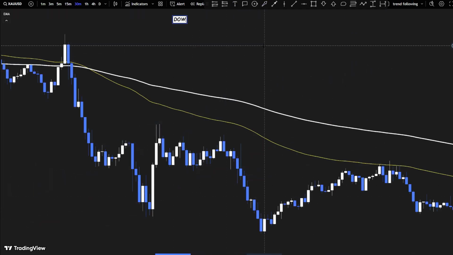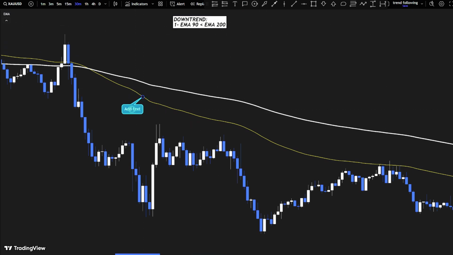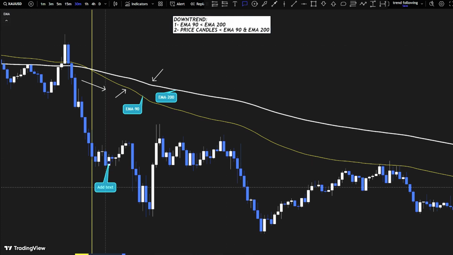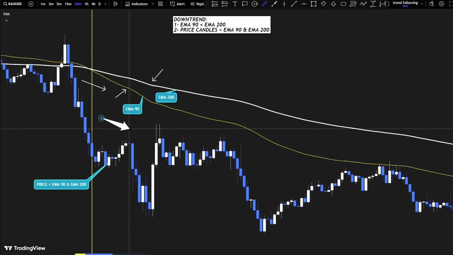Okay, now for a downtrend where the price is generally falling, it's basically the exact opposite logic, but we use the same two lines, the 90 and the 200 EMA. Rule number one for a downtrend is the 90 has to be below the 200 EMA. So the shorter term average is lower than the longer term average. Rule number two is the actual price, the candles, needs to be below both the 90 and 200 lines. Again, that just confirms the price is following that downward trend.